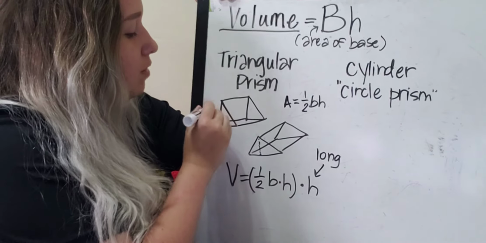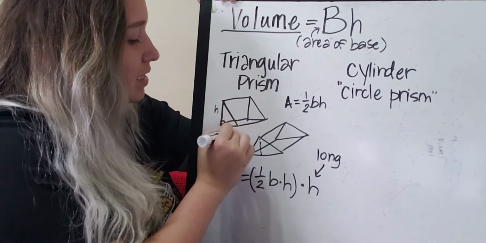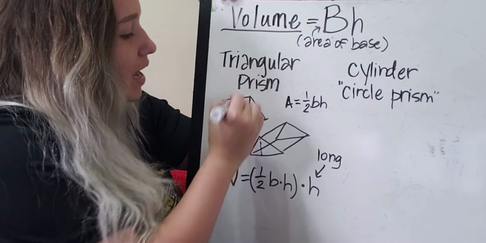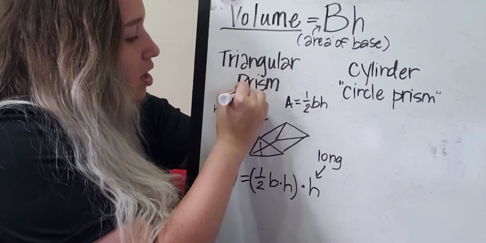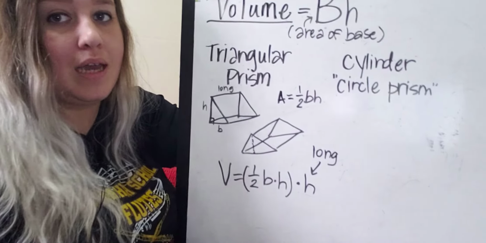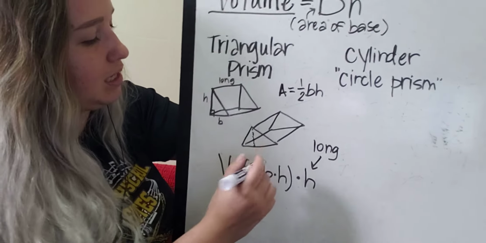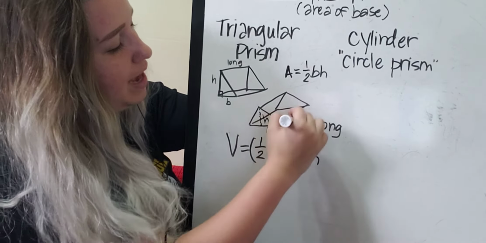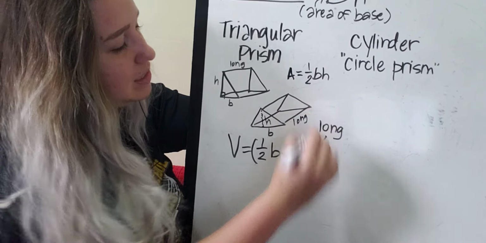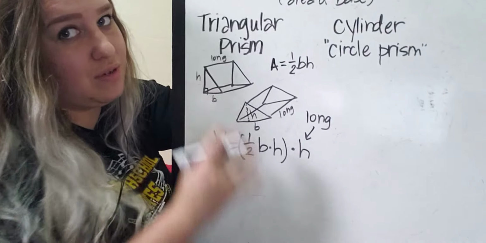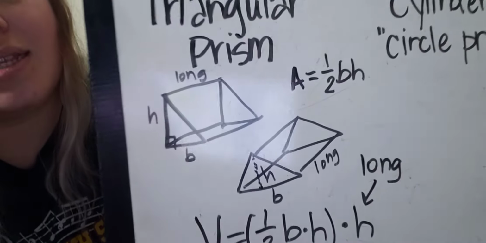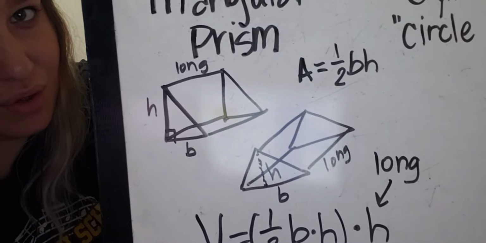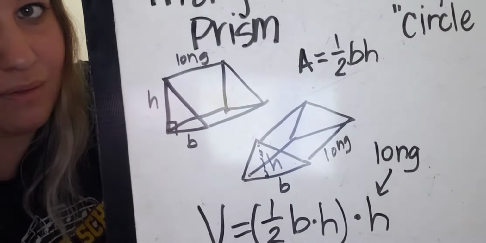So on this one, this would be your height and your base, and then this one would be how long it is. So height, base, how long it is. On this one, this would be your base, this would be your height, and this is how long it is. So that's the only 2 difference there. Let me zoom in a little bit so you guys can pause it. Make sure you get all those tiny notes down, okay?